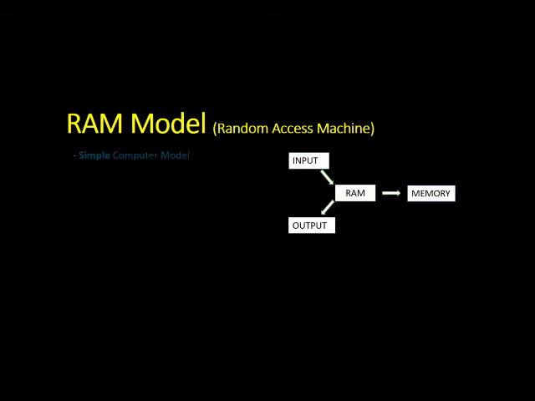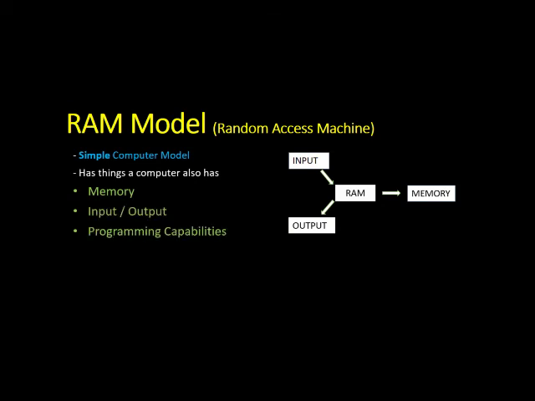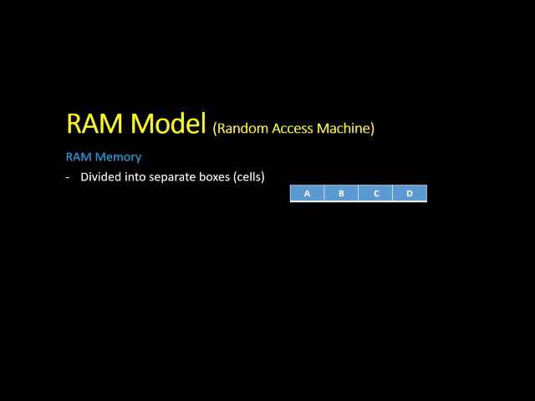We're going to discuss the RAM model, which is the random access machine model. It is this one right here. It is a simple computer model. It has things a computer also has, which are memory, input, and programming capabilities. In a RAM model, we have what we call the RAM memory. It is divided into separate boxes or cells. Let's just call them boxes.